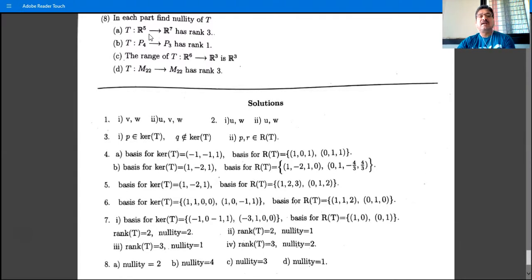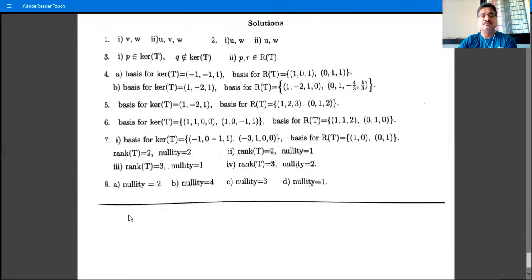T is from R5 to R7, has rank 3. So rank of T is 3. So what is nullity of T? Rank of T plus nullity of T is equal to dimension of R raised to 5. That is, rank of T plus nullity of T is equal to 5. Rank of T is 3. So nullity of T is what? 5 minus rank of T. That is 5 minus 3, that is 2. So answer of the first question, question A, is nullity of this linear transformation is 2.